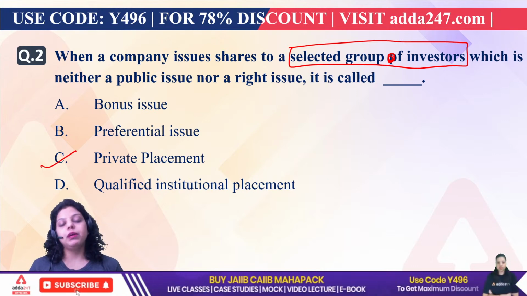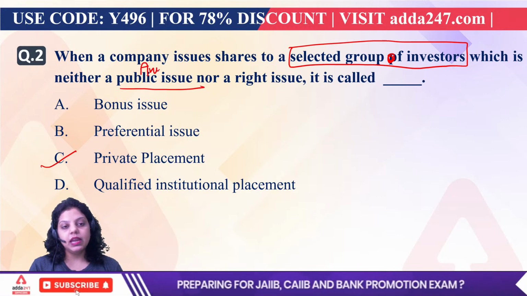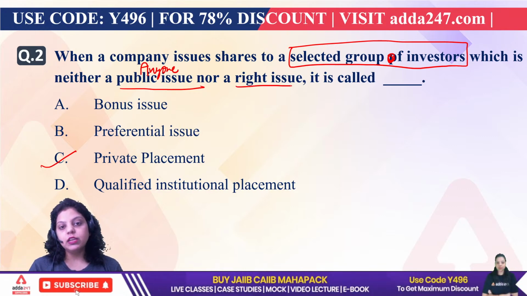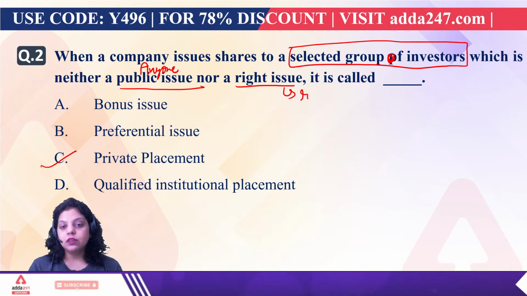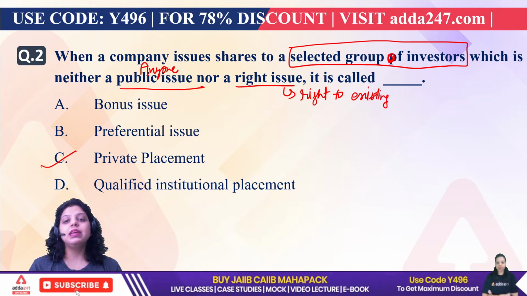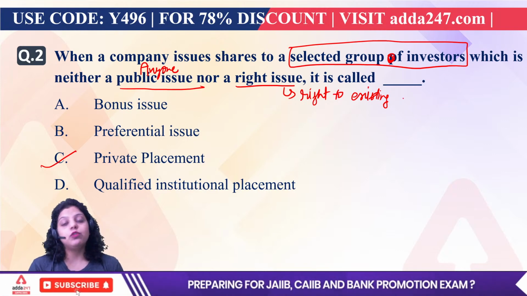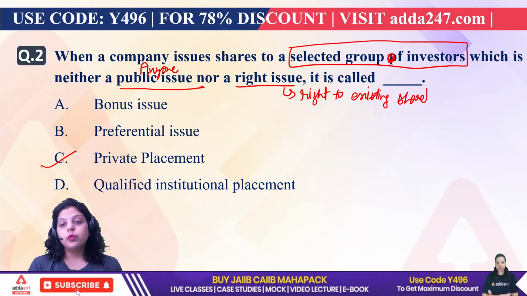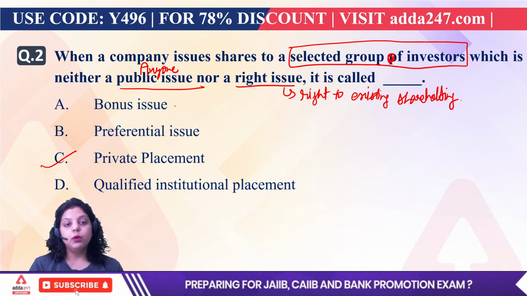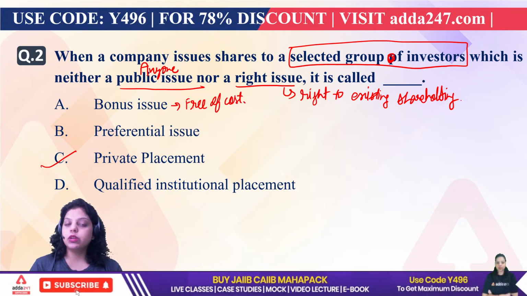See, let's understand one by one all the terms. So first of all, public issue is simply when anyone can purchase the share. The shares are listed on the stock exchange, anyone can purchase. Right issue is the issue in which company has given right to existing shareholders. So when company gives right to the existing shareholder to purchase the share first, that will be known as right issue. Bonus issue will be when a company is issuing shares free of cost. No charge will be taken by a company, that will be known as bonus issue.